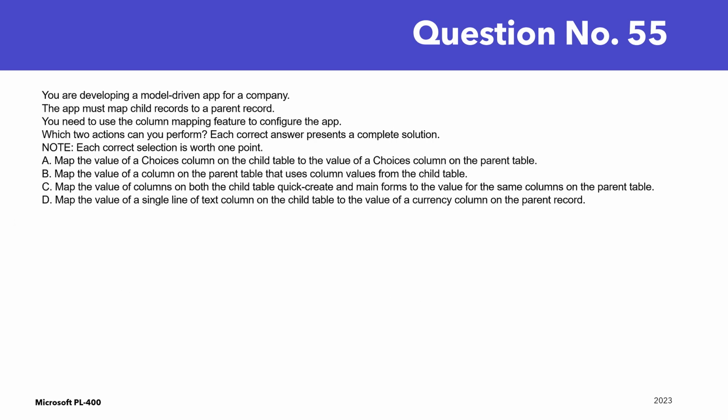You are developing a model-driven app for a company. The app must map child records to a parent record. You need to use the column mapping feature to configure the app. Which two actions can you perform? Each correct answer presents a complete solution.